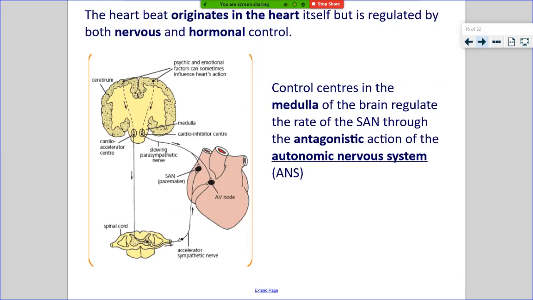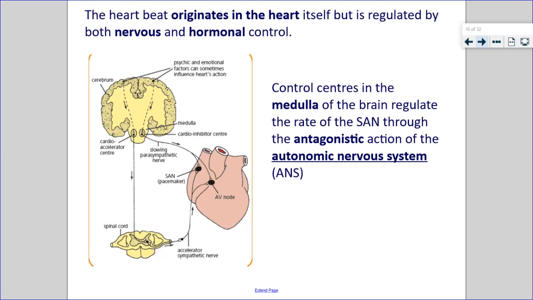So the heartbeat itself originates in the heart at the SA node, the sinoatrial node, which we've talked about. But it can be controlled and regulated in 2 ways. First of all, by the nervous system, and then secondly, by hormones. So first of all, we're going to take a look at how the nervous system can help to control the heart rate. The part of the brain that regulates heart rate is the medulla.